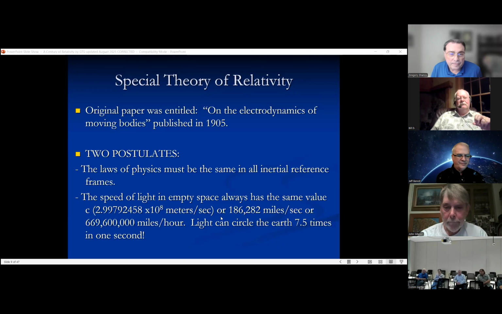And I didn't put slides on this, but I'll mention it. In the 1800s, physicists thought that light needed a medium to move through, just like sound needs air, compression of air molecules to move through. So they thought light needed the same thing. So they called it the ether. So the light moved through the ether.